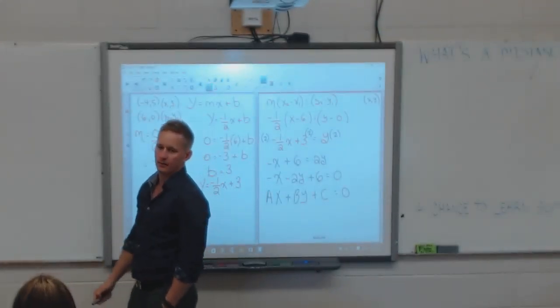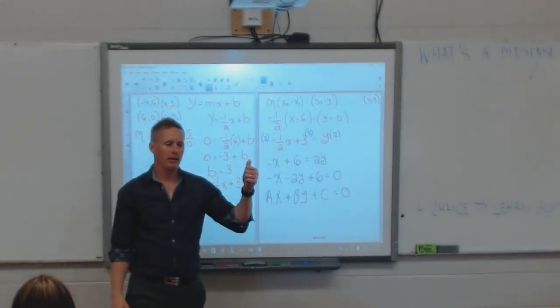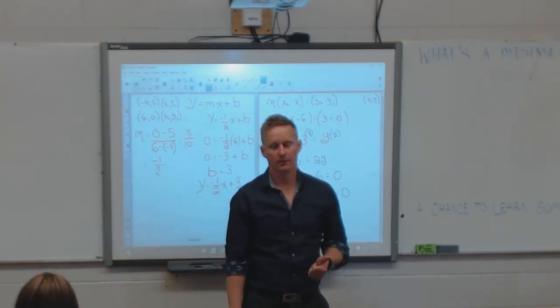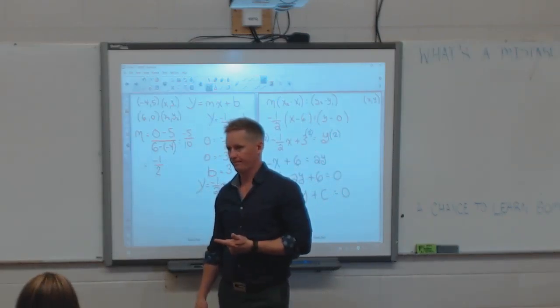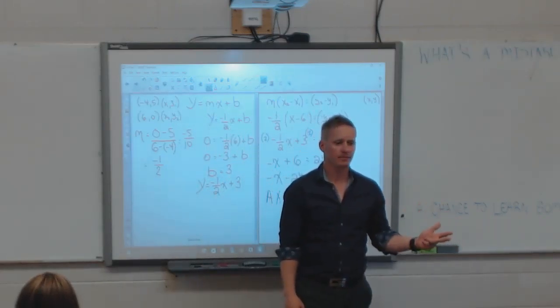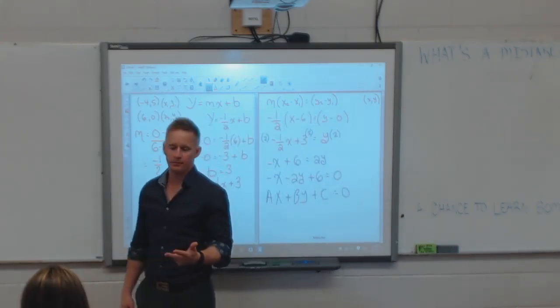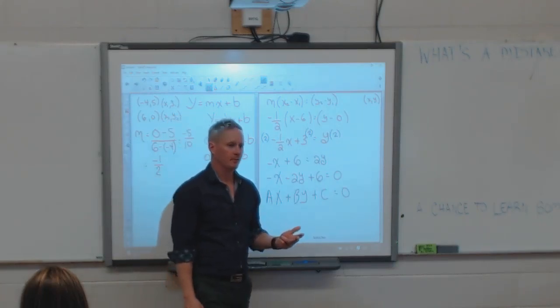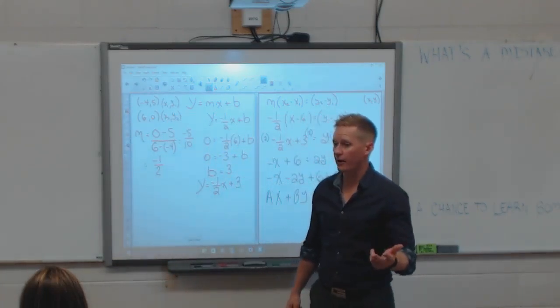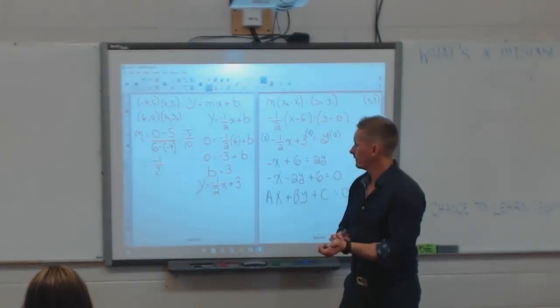Okay? So, we know slope-intercept form. We know point-slope form. We know general form. Those are the three that you have to know moving ahead. All right? So this was yesterday. This is what we did yesterday.